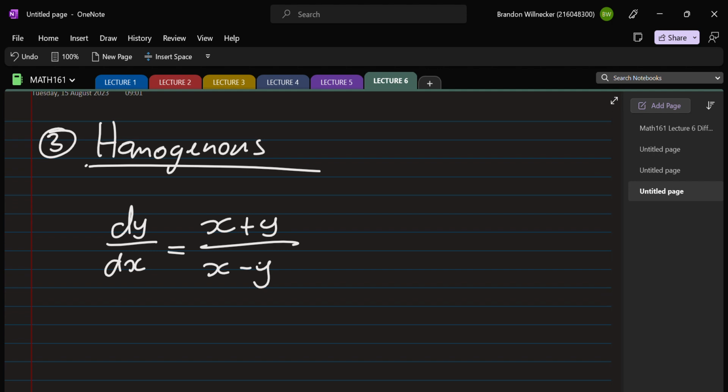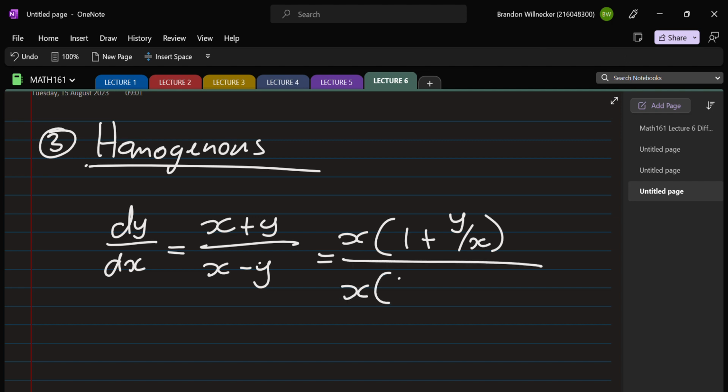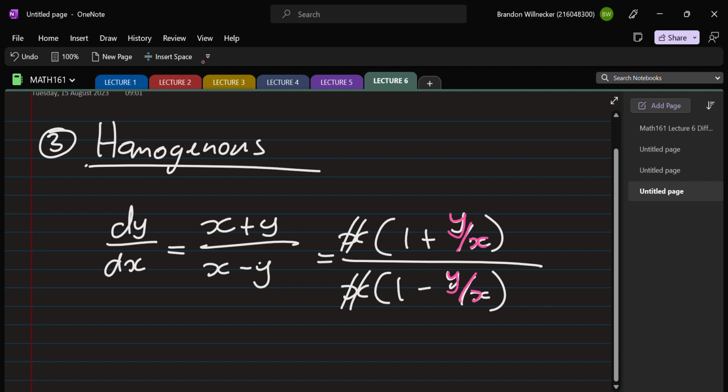So we want y over x, but here we've got x plus y. What we can do is factor out an x at the top and at the bottom. So we have x, 1 plus y over x, and then in the bottom, x, 1 minus y over x. Okay, so we just factored out the x there. So now we can cancel out the x's, and then notice in the top and in the bottom, we have y over x in the top and y over x in the bottom. That's what we needed for this homogeneous case.